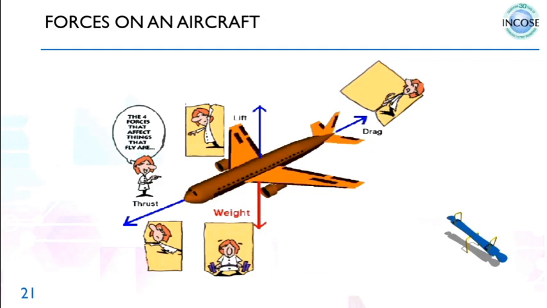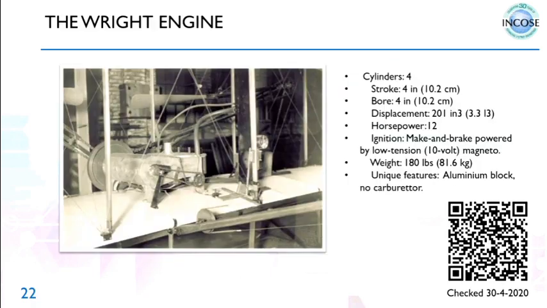And then you have the huge mass and weight of the aircraft. That has to be counterbalanced by a lift. So the lift balances the weight, and the thrust balances the drag, and that is how the aircraft moves up and down, or goes forward. So for the thrust, you have the Wright brothers engine.